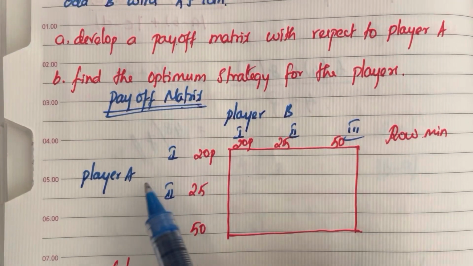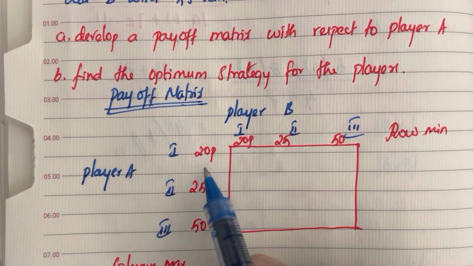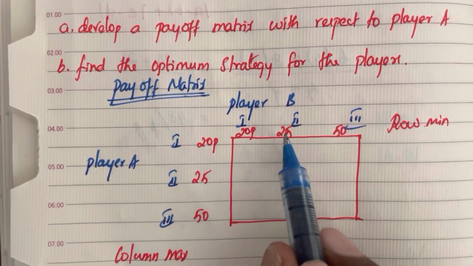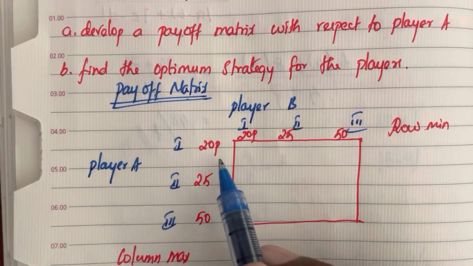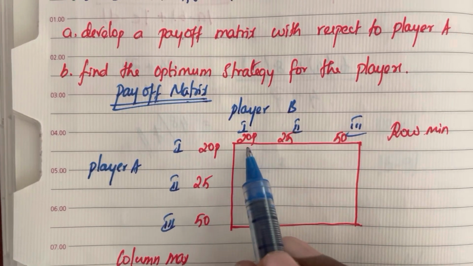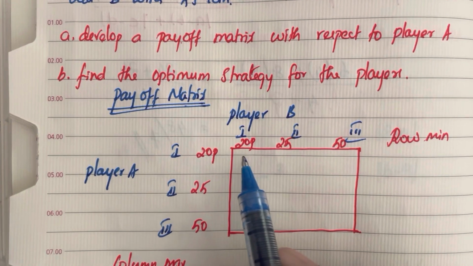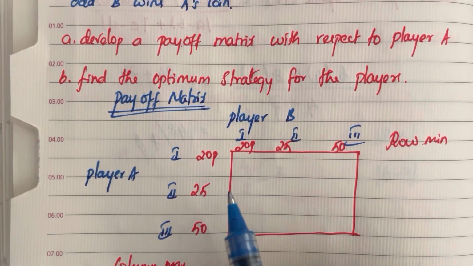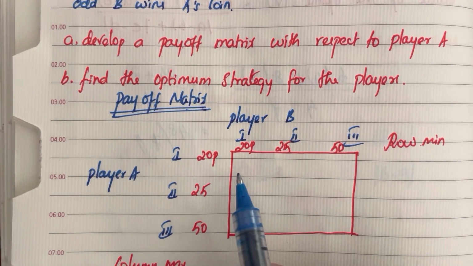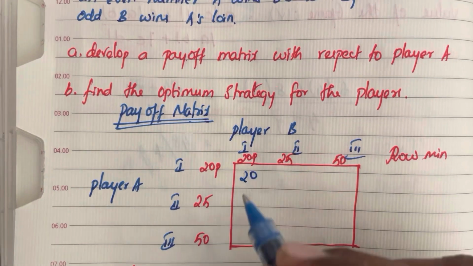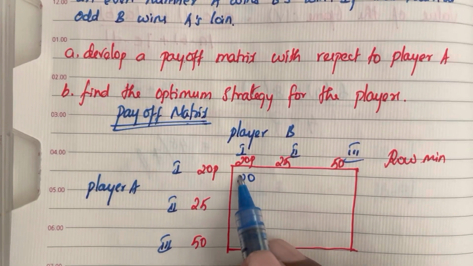Player A has 3 coins, 20, 25 and 50, and in the same way player B also has 3 coins, 20, 25 and 50. Now both are throwing 20 paise, so the sum is going to be 40. Forty means A is going to win. The sum is even, so A wins B's coin. What is B's coin? B's coin is 20, so he is going to win 20.